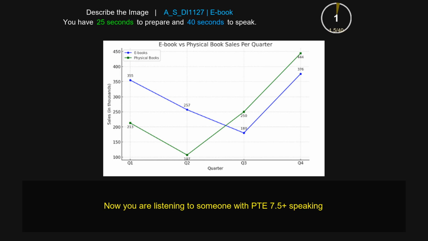The image provided is a line graph which gives information regarding ebook versus physical book sales per quarter. On the x-axis, it shows four different quarters divided into Q1, Q2, Q3, and Q4. On the left-hand side, it shows the sales, which are from 100 to 450. All the sales are in thousands. There are two different lines. The blue line represents the ebooks and the green line represents the sales of the physical books. Overall, it shows the data for the selling of ebooks versus physical books.